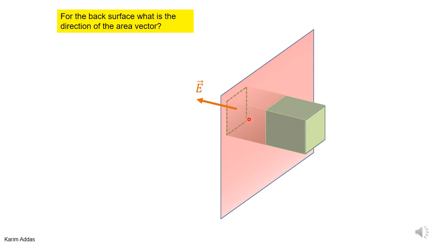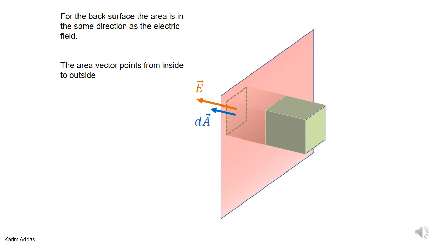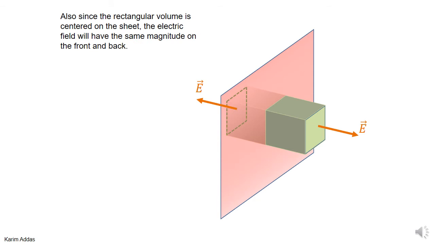Now for the back face, we know that if the charge is positive, the electric field will be pointing radially outwards. Now what direction will the area vector be at that location? Since the area vector has to point from inside the volume to outside, that means the area vector points exactly in the same direction as the electric field, so the angle is again zero. Of course, since the Gaussian surface is put at equal distance on either side, if you find the magnitude of the electric field on this side and on this side, they would be the same value. We're going to use this during the derivation.